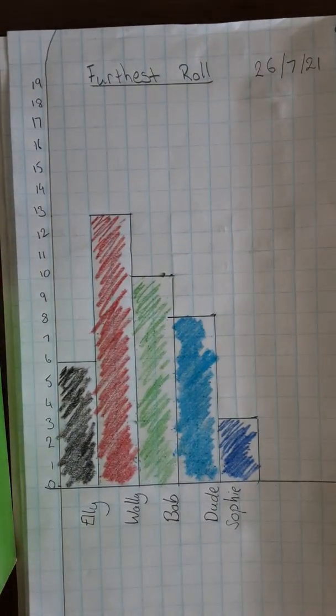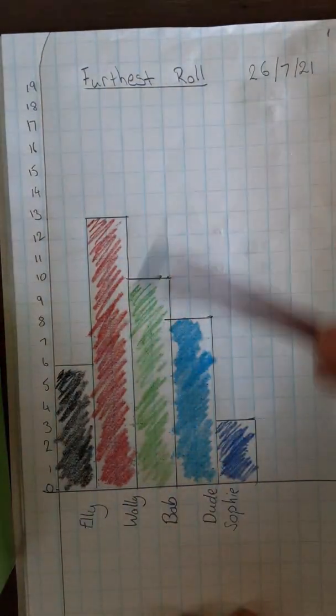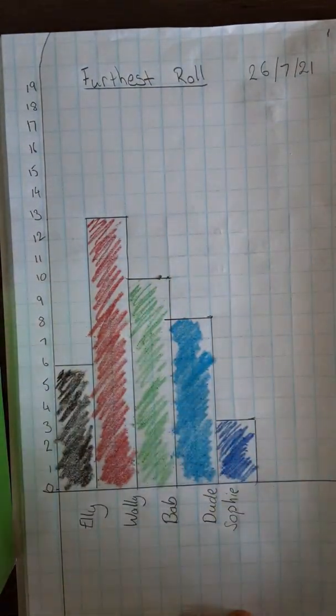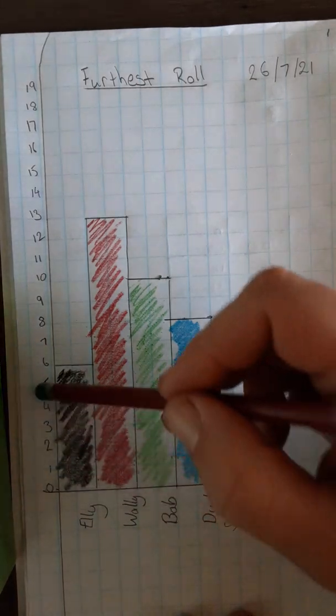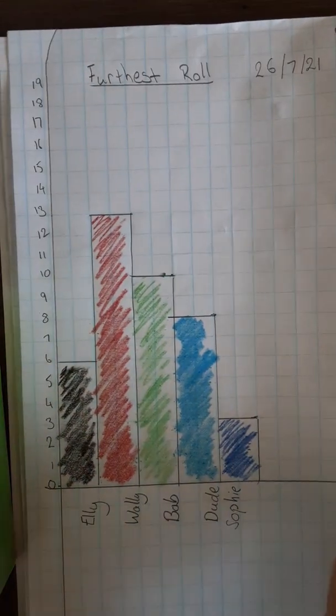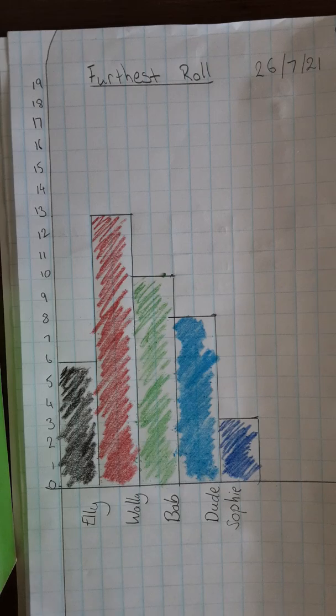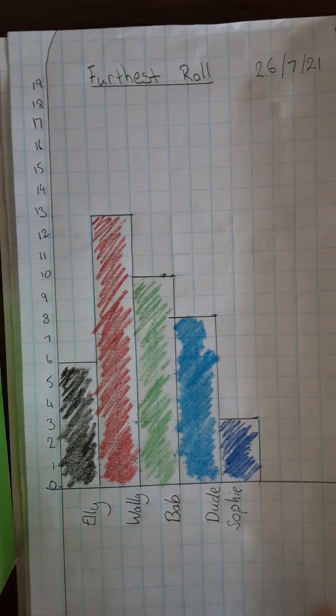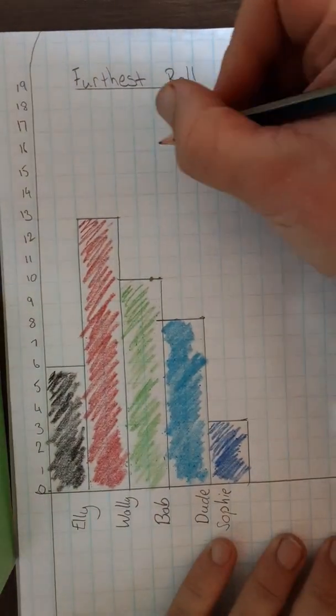Okay, so what we've done here is we have made a bar graph. Furthest Roll with the title, our date. We've got our names down the bottom here. We've also got how far each rolled. Lastly, we need to have a statement. We need to tell the readers something about this. And I'm going to come up with a statement.